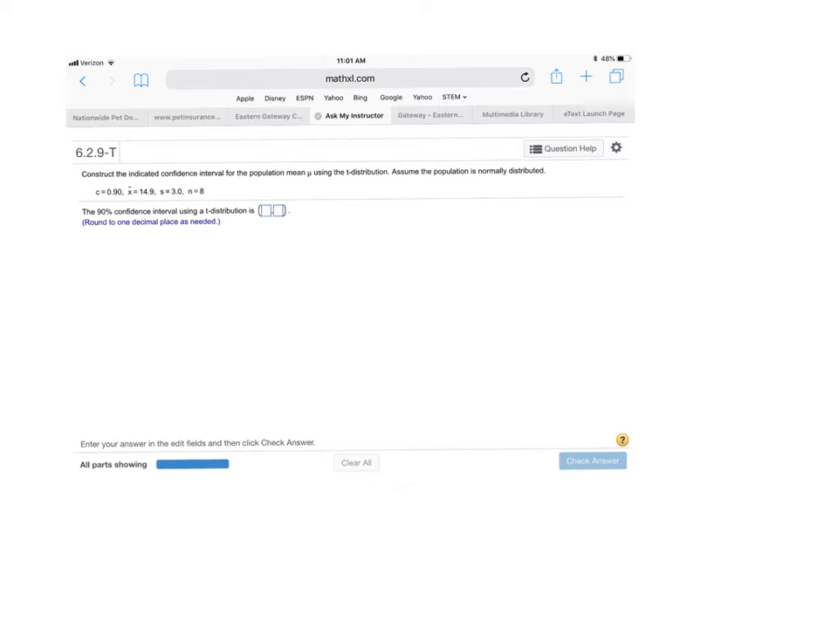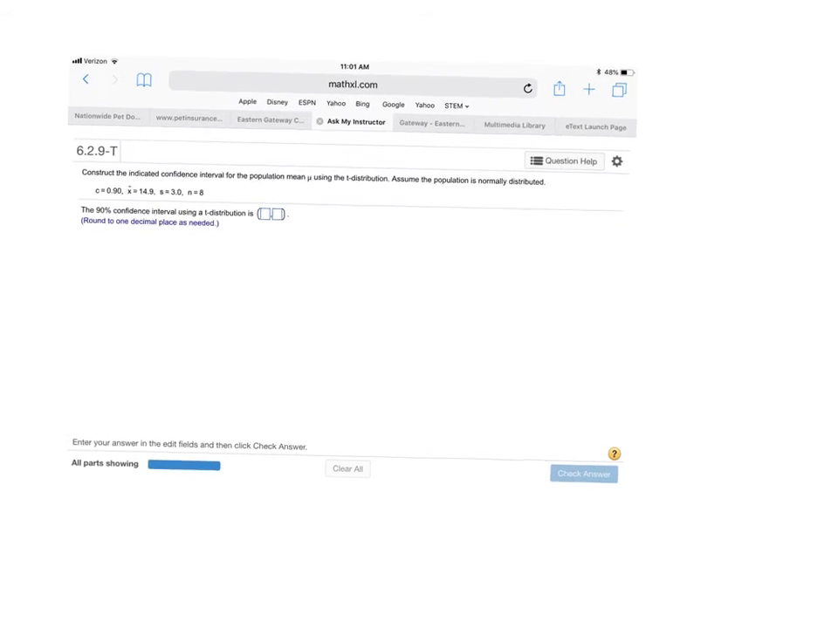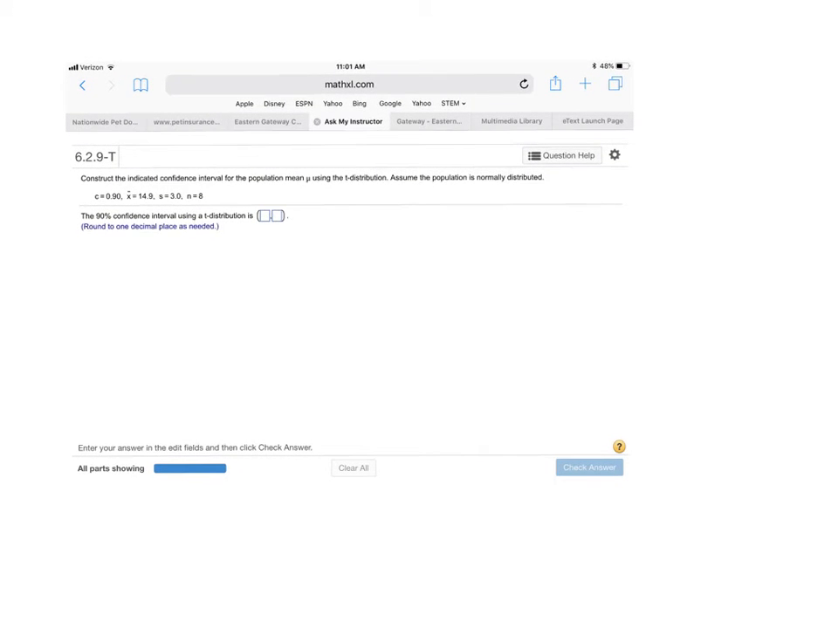This is exercise 629 in MyLabs Plus, where we're asked to construct the indicated confidence interval for the population mean using the t-distribution. And the reason we are told to assume that the population is normally distributed is because these do not provide valid confidence intervals unless we know that fact.